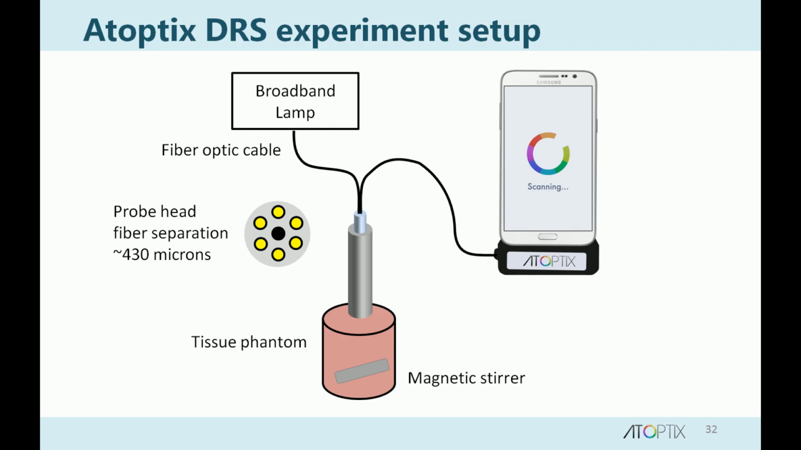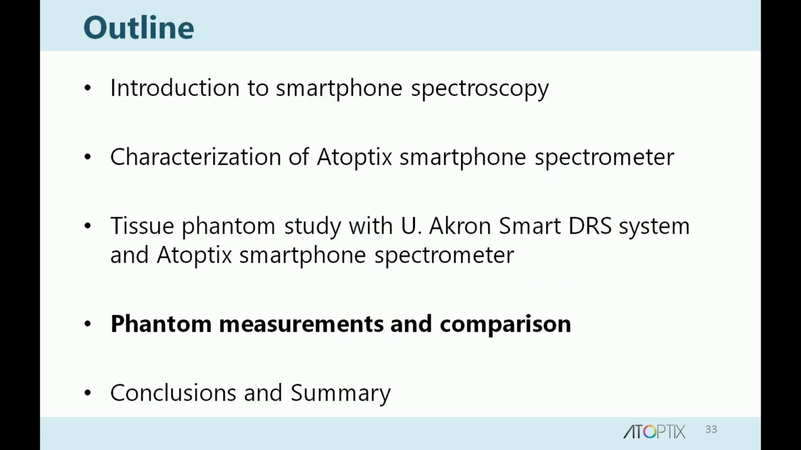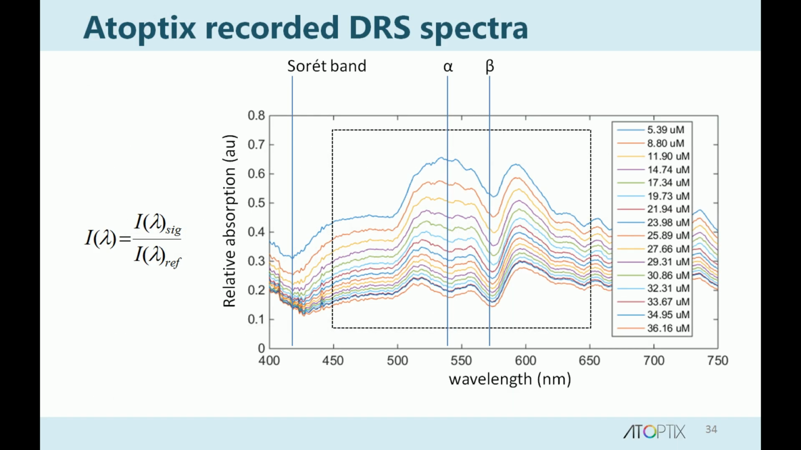This is critical for determining the coefficients using our extraction algorithm, having to know the separation for the diffuse reflectance probe. And both setups had a stirrer to make sure the phantoms were well mixed between titrations for each phantom creation.